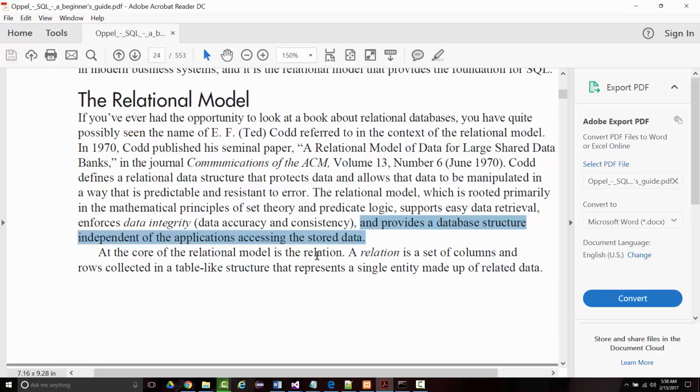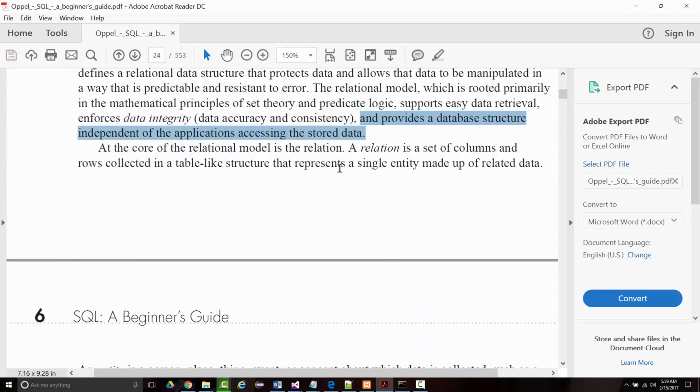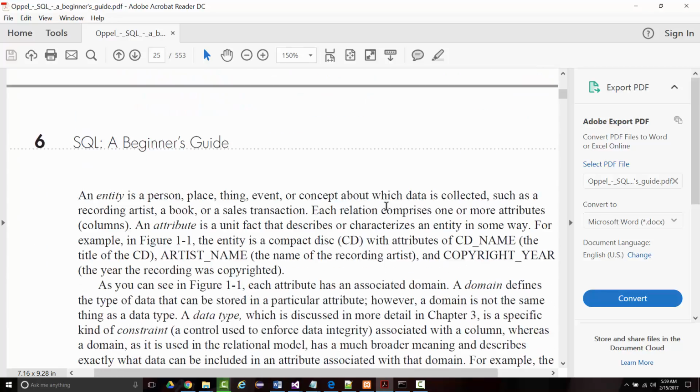So at the core of this, as mentioned on the bottom of the page here, going on to the next page, is the relation. Again, this has mathematical roots. A relation is a set of columns and rows collected in a table-like structure. And each table ideally represents a single entity.